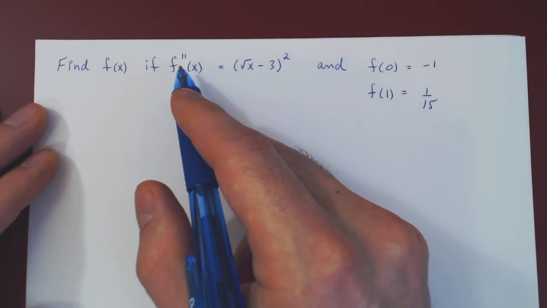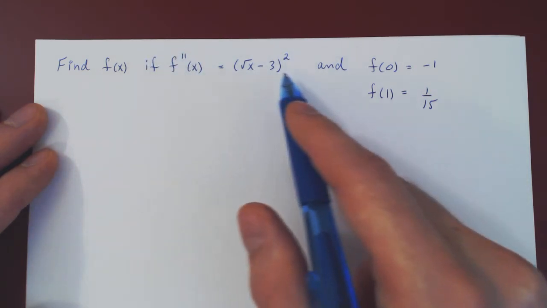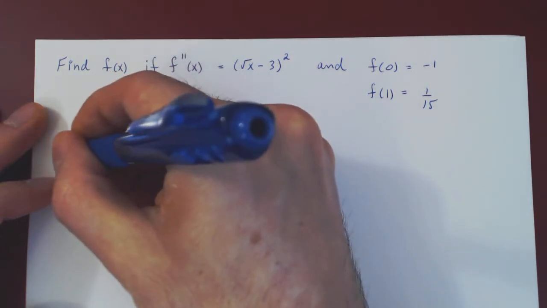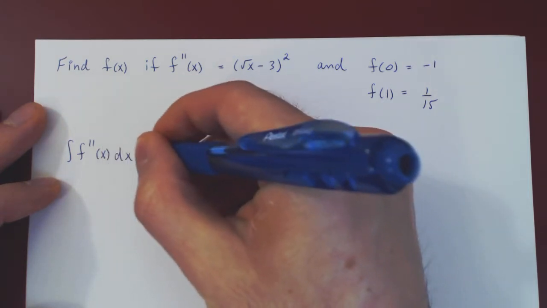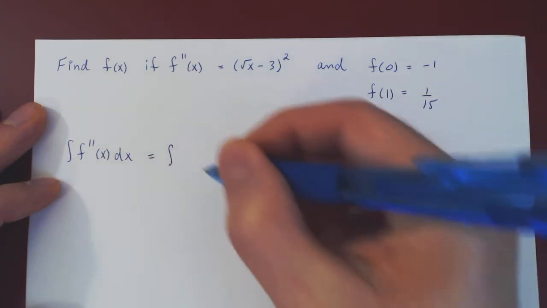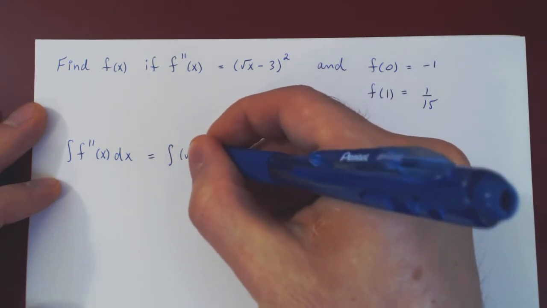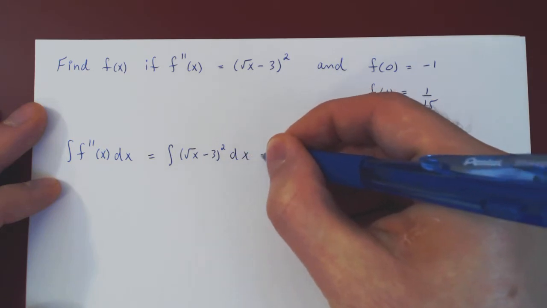Let's go back from the second to the first derivative by integrating both sides once. So we'll integrate the second derivative with respect to x, which of course will be equal to the integral of this function as well with respect to x, as both are equal. They clearly have the same integral.